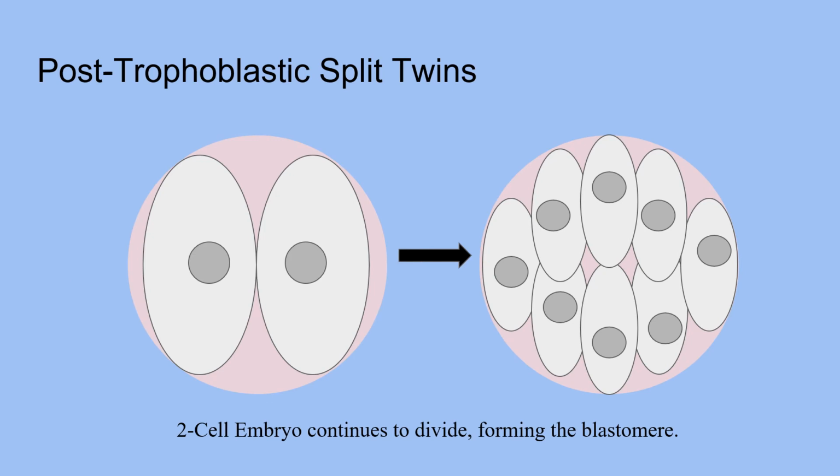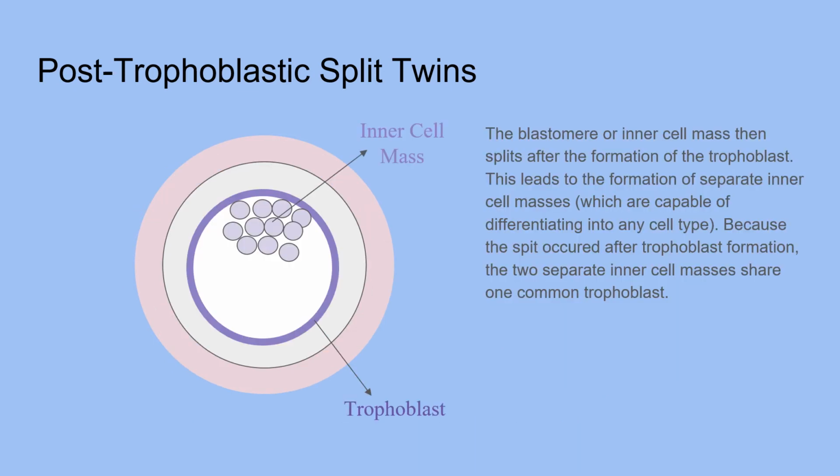This is the post-trophoblastic split. So here the two-cell embryo divides and forms a singular blastomere, and the blastomere of the inner cell mass splits after the formation of the trophoblast. So there are separate inner cell masses, but they share a single trophoblast. You can see the two separate inner cell masses within the singular trophoblast.